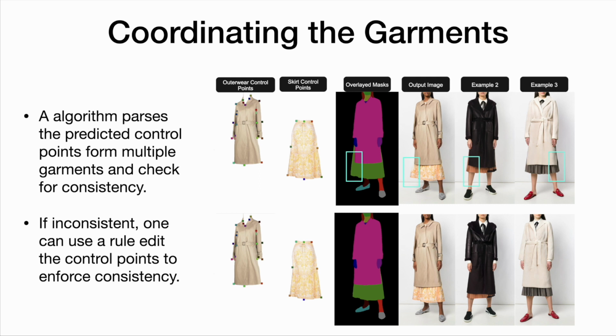In this case, we can write a simple rule that applies to the offset of the garment, where in the example, we would draw a line for the skirt and for the outskirt of the coat. And we check if the skirt control point is inside the coat. If not, we simply shift it in.